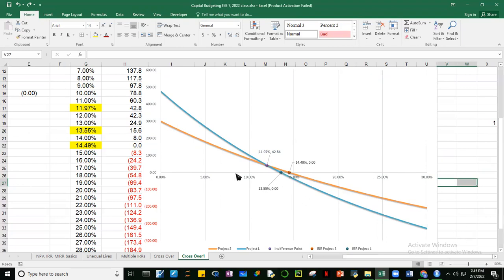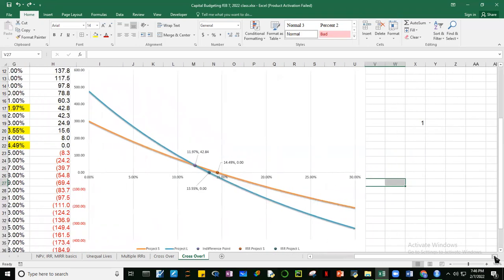So what's our decision rule? If the weighted average cost of capital is less than 11.97%, choose Project L. If the WACC is greater than 11.97% up to 14.49%, choose Project S. Greater than 14.49%, we choose neither because both net present values are negative. At 11.97%, we are indifferent. It doesn't matter whether we choose Project S or Project L.